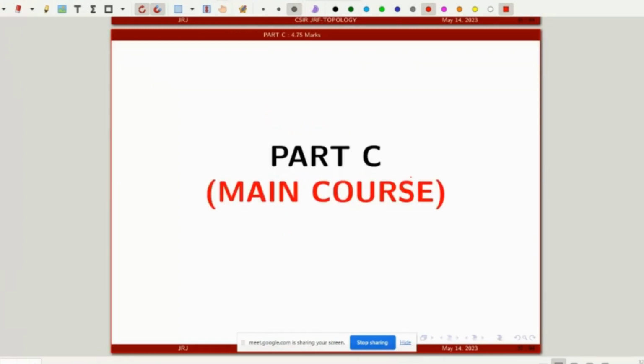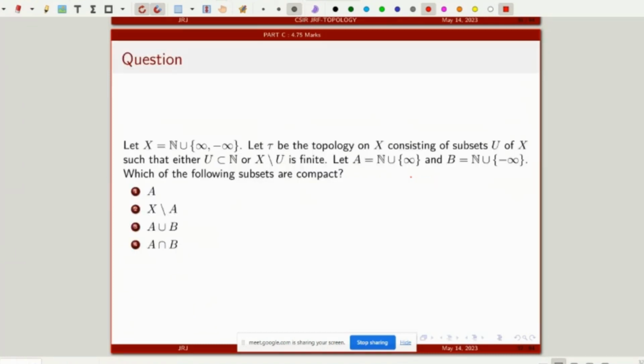Okay. Now we will move to part C, the main course. We can start with an easy question. Let X be equal to N union infinity, minus infinity. Here infinity and minus infinity are just symbols. Let tau be the topology on X consisting of subsets U of X such that either U is contained in N or X minus U is finite. So there are two possibilities: either the open set is completely contained in N, or the other open sets are sets whose complement is finite. Let A be equal to N union infinity and B equal to N union minus infinity. Which of the following subsets are compact? A, will it be compact?